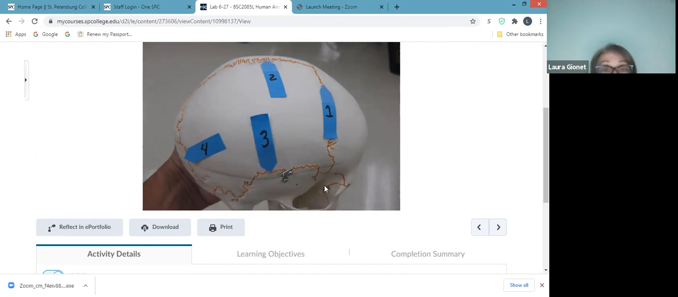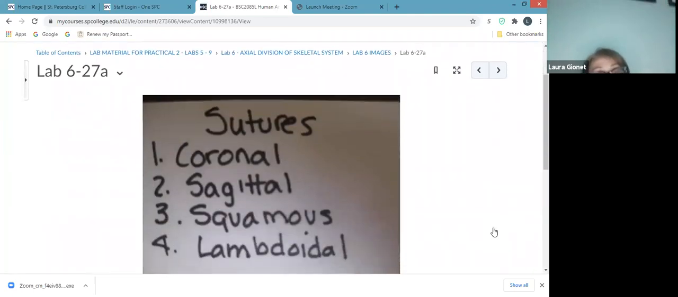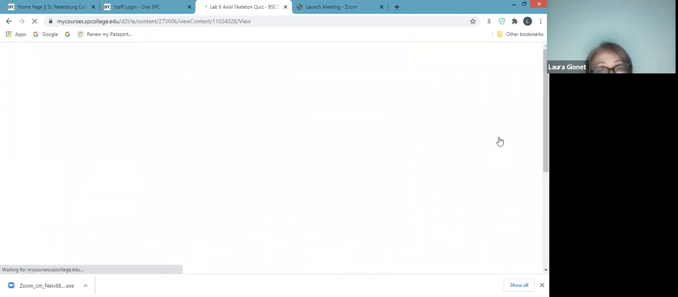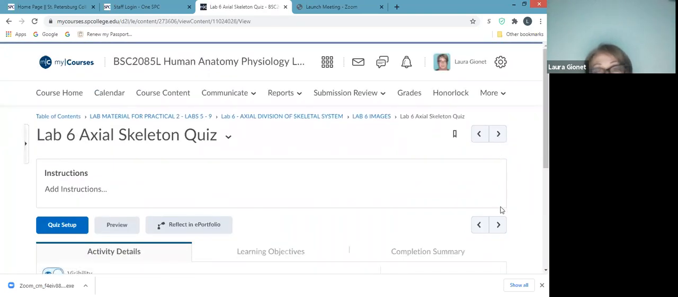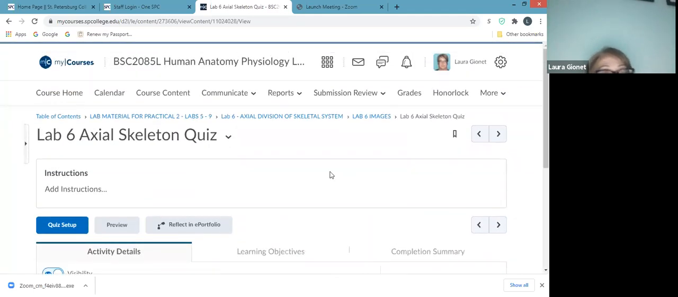2 is the sagittal suture. 3 is the squamous suture. 4 is the lambdoidal suture. So sutures: coronal, sagittal, squamous, lambdoidal. And I believe that is it.